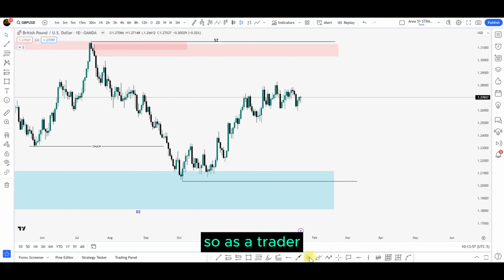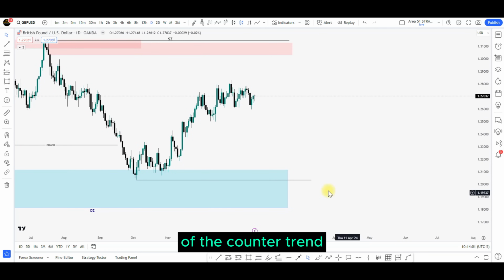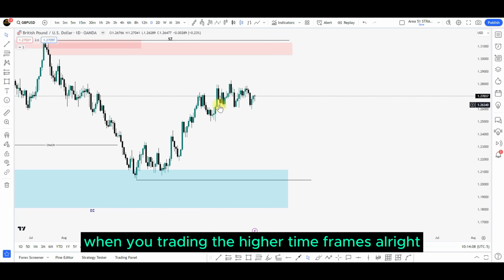So as a trader, a lot of you guys have been asking the question of how do I take advantage of the counter trend if it takes a long time to wait for opportunity when you're trading the higher time frames.